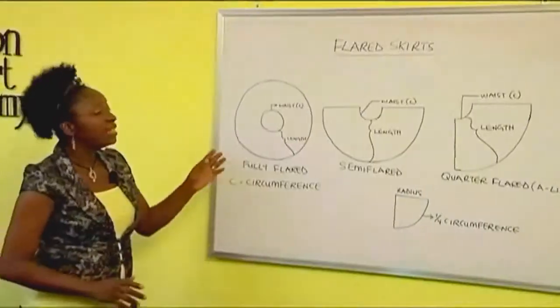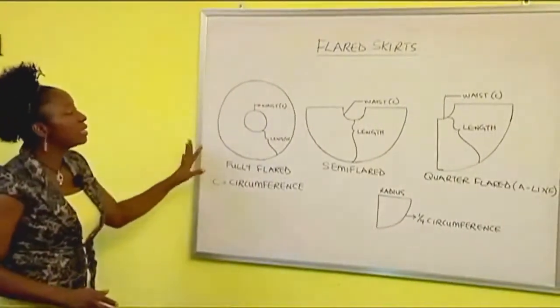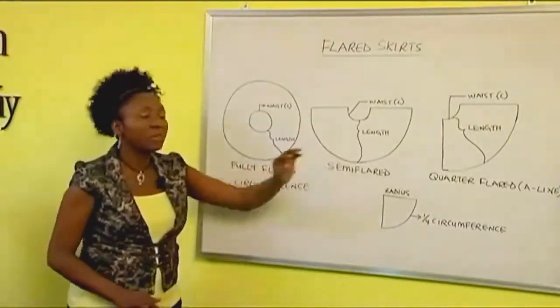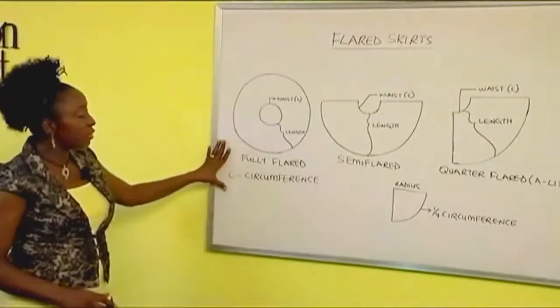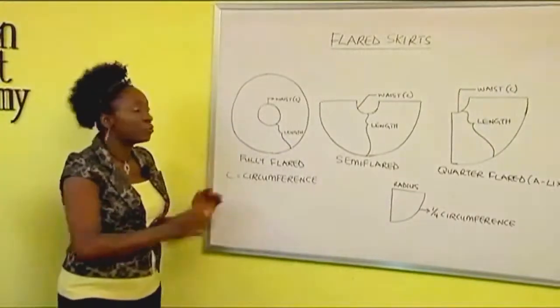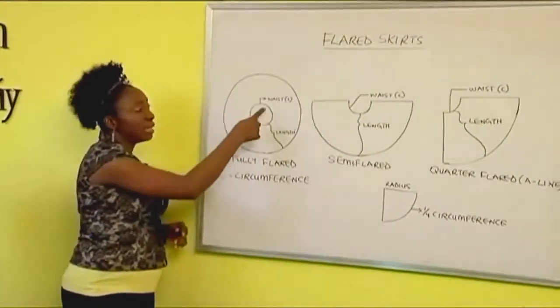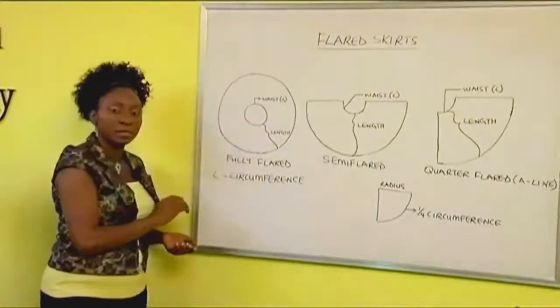...are cut in circles, semicircles, or quarter circles. Let's go to the board and see how it looks. We can see that we have three different kinds of flared skirts. Now take a look at the fully flared skirt. As you can see, it's made up of two circles. That means you can see an inner circle and an outer circle.